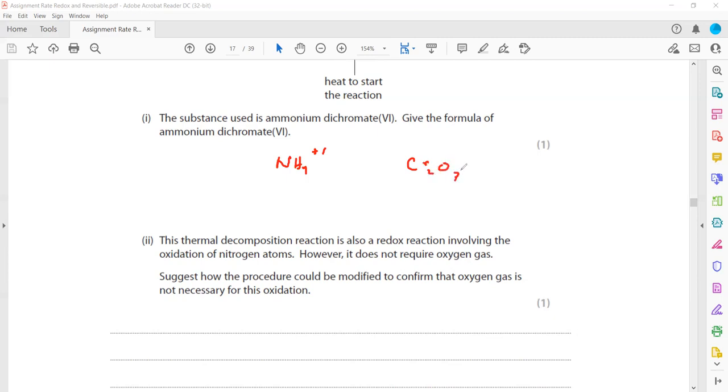For dichromate, each oxygen is -2, so 7 oxygens give -14, and each chromium is +6, so -14 plus 12 will be equal to -2. So we cross multiply. When we cross multiply, it will turn out to be NH4 in a bracket 2, then Cr2O7.